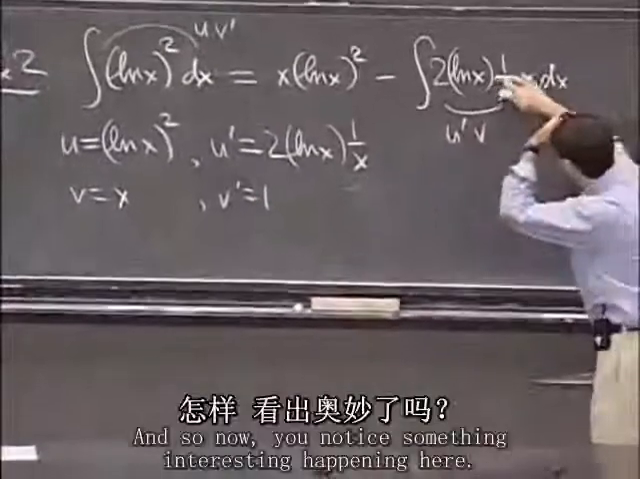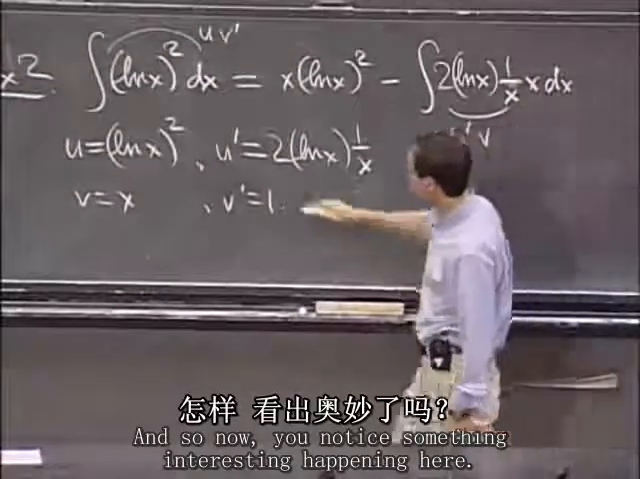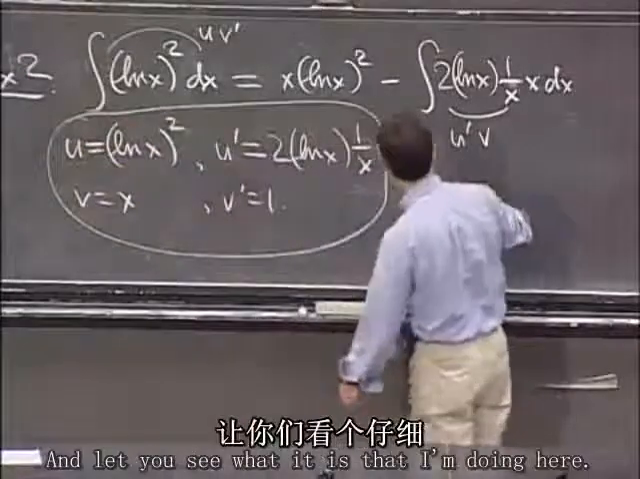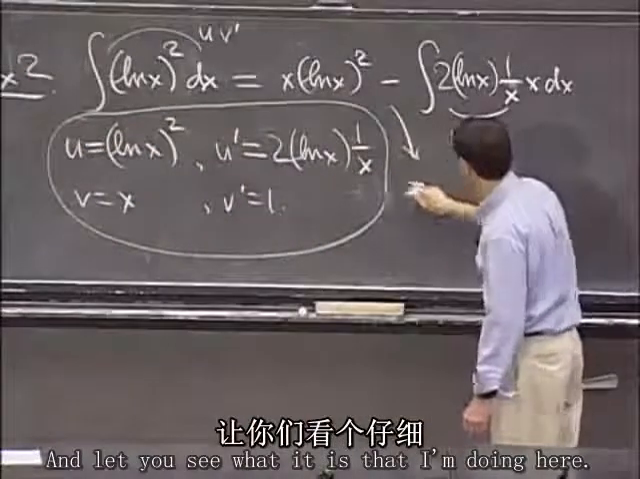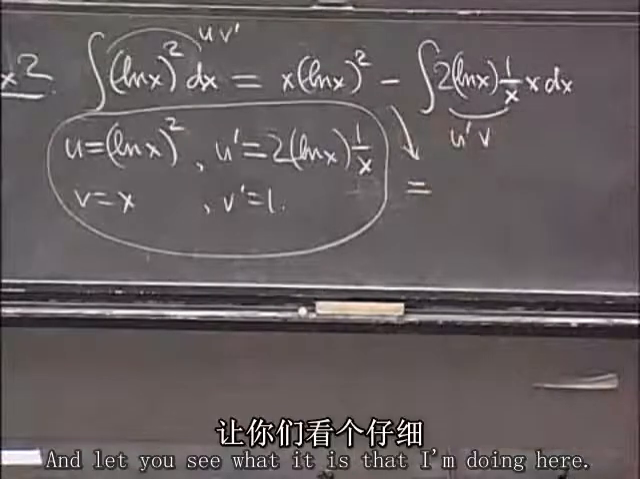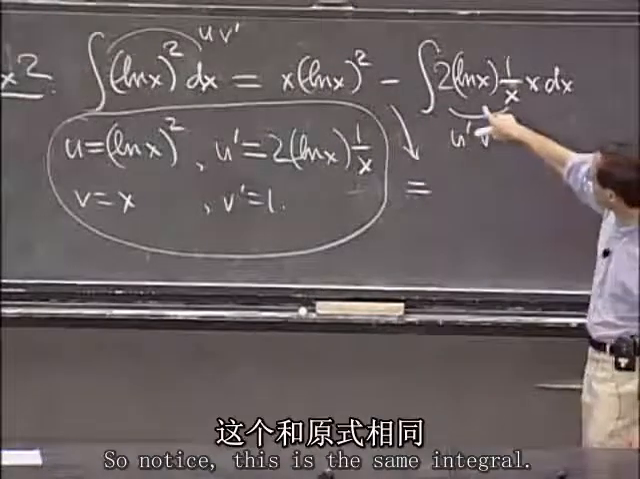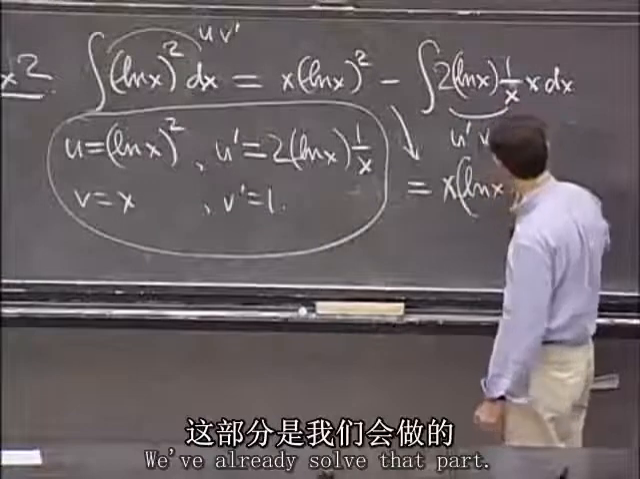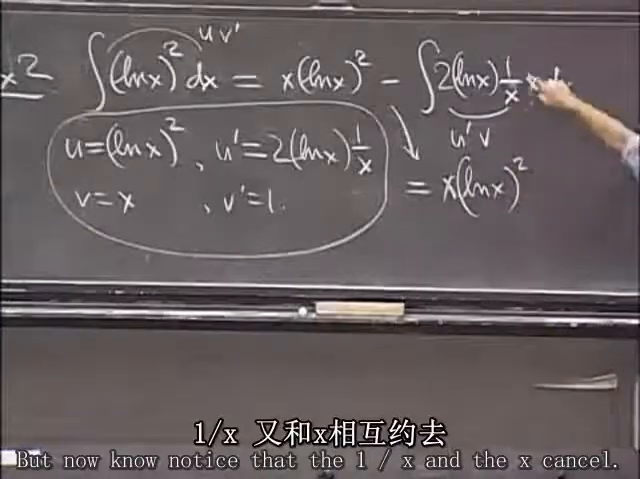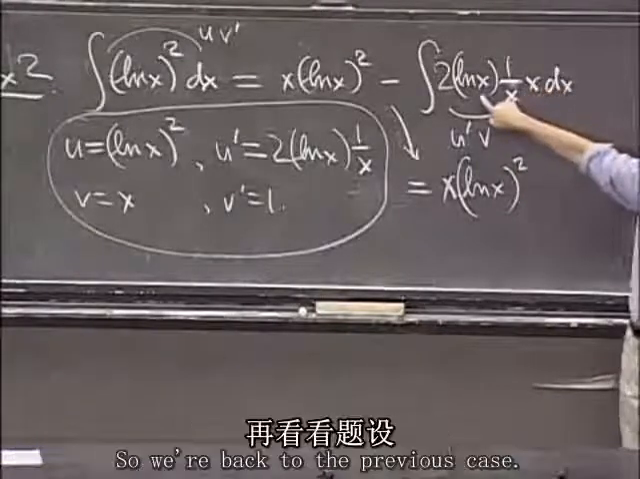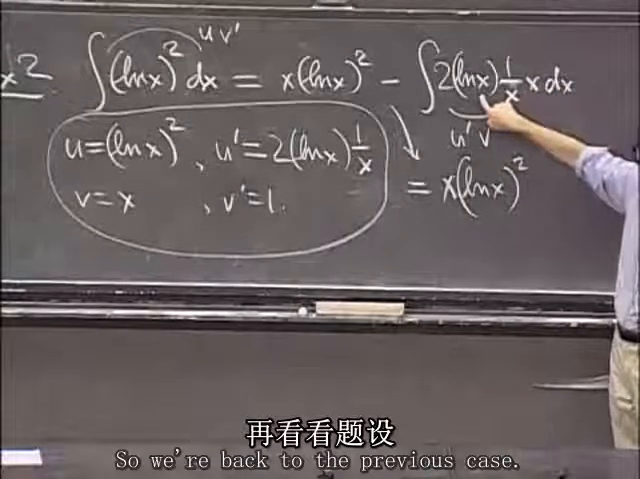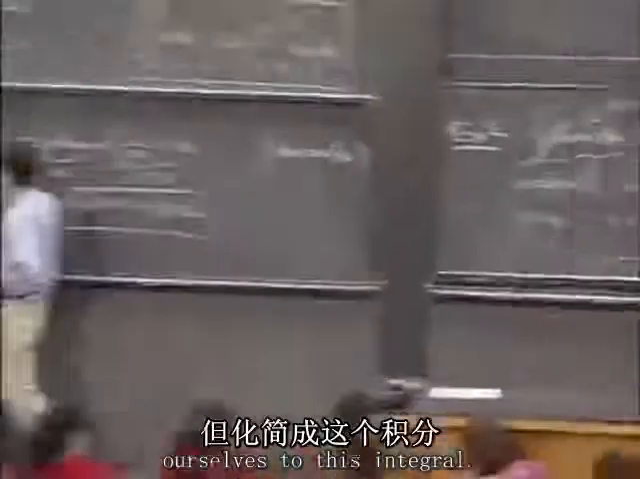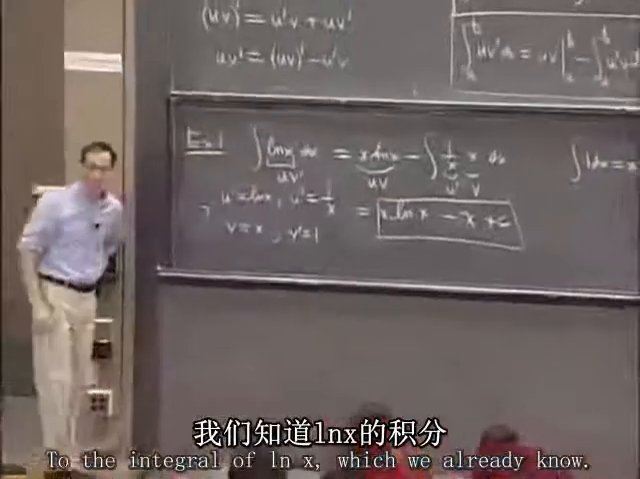And so now you notice something interesting happening here. So let me just demarcate this a little bit and let you see what it is that I'm doing here. So notice this is the same integral. So here we have x log x squared. We've already solved that part. But now notice that the 1 over x and the x cancel, so we're back to the previous case. We didn't win all the way, but actually we reduced ourselves to the integral of log x, which we already know.